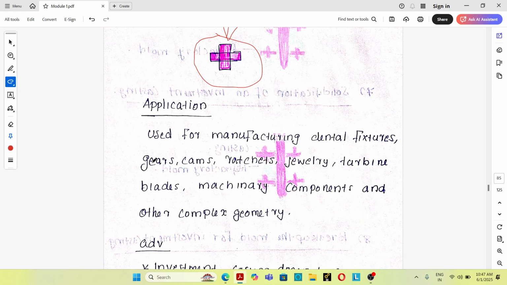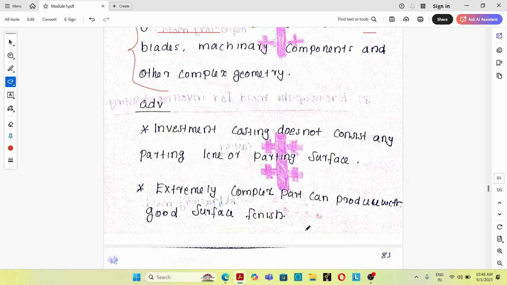Then what are the applications of the investment casting process? It is used for manufacturing dental fixtures, gears, cams, ratchets, jewelry, turbine blades, machinery components and other complex geometries. So investment castings are commonly used for manufacturing these parts. What are the advantages of the investment casting process?